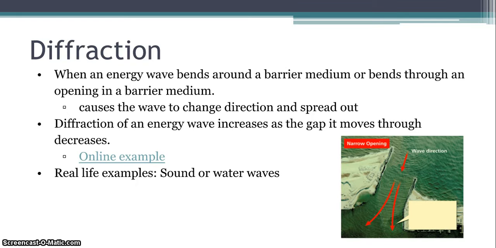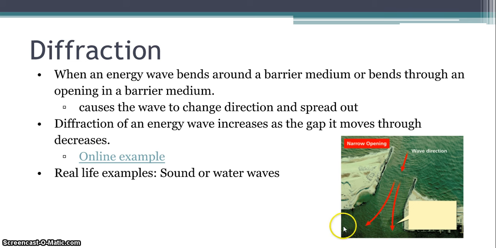Today we're going to finish up our notes on wave interactions with part 2. And the first topic is diffraction. So diffraction is when an energy wave is moving toward a medium that it cannot travel through, but it can bend around it, or if there's openings in the medium, it can go through it.